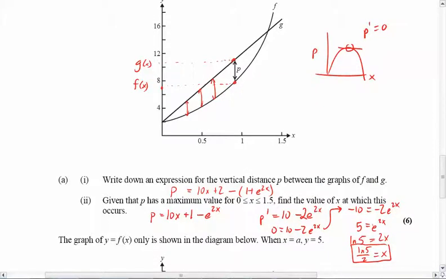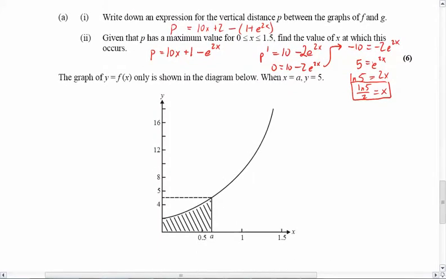So I did that in 4 minutes, which means I've saved myself another 2 minutes. So let's move on down.